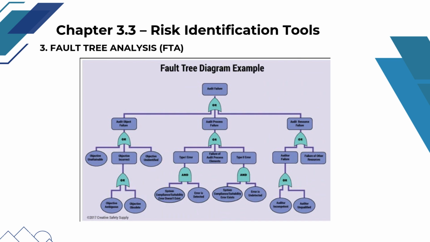The diagram uses OR and AND gates to show whether a single fault or a combination of faults can trigger the higher-level failure, helping organizations systematically analyze risks, prioritize safeguards, and plan corrective actions before problems occur.